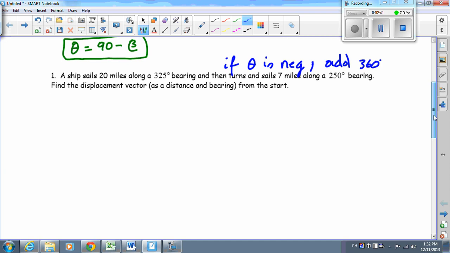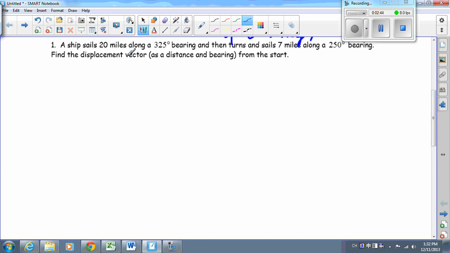Let's go ahead and do our first example. It says a ship sails 20 miles along a 325 degree bearing. This 20 miles is telling me a magnitude. Well, I would call this one a vector A, where I know the magnitude of vector A is equal to 20 miles actually, because we're talking about magnitudes. So this is a distance of 20 miles. And I also know that beta is equal to 325 degrees.